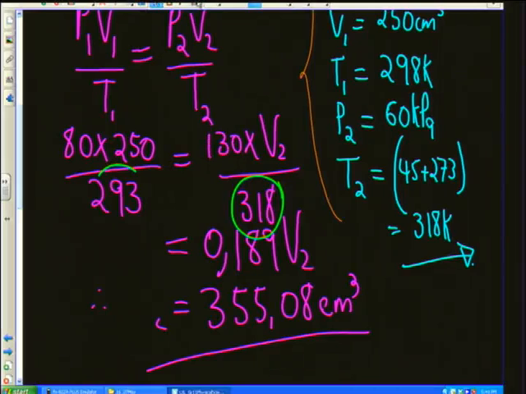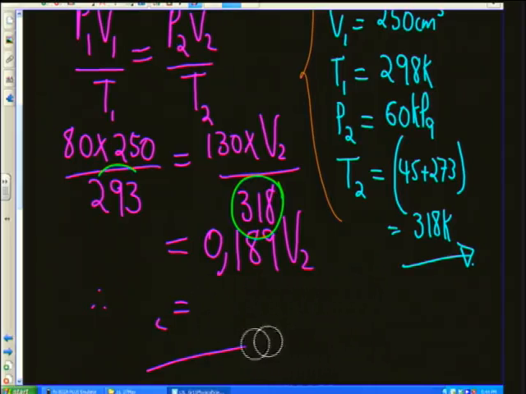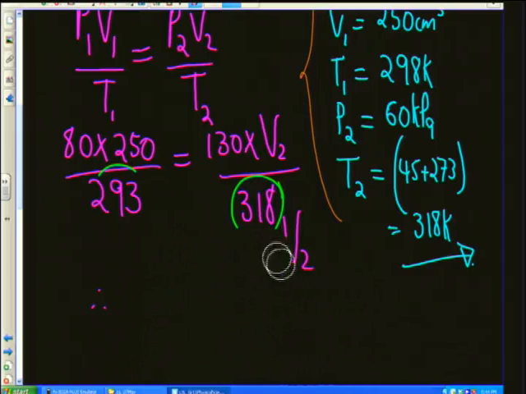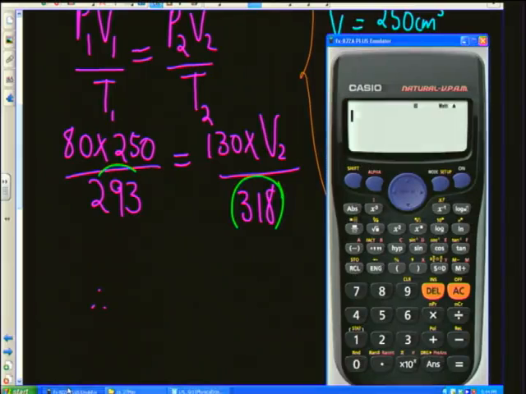Then when you work this out, it will begin to make sense, because it will show us that the volume has decreased. If you compress something inside a container, the volume of that substance is bound to decrease. So let's go through the calculator quickly. This is 80 times 250 divided by 293, and we get 68,259.